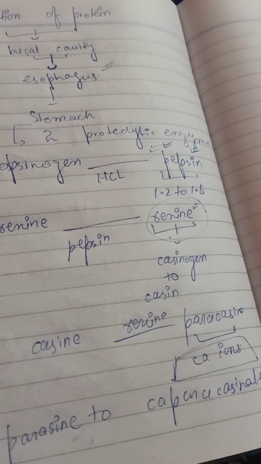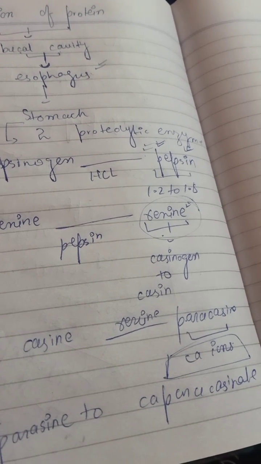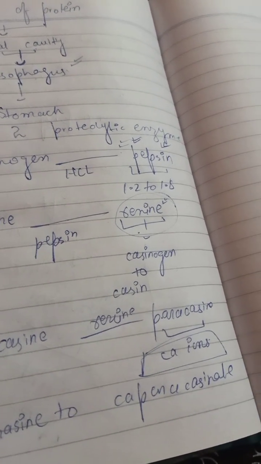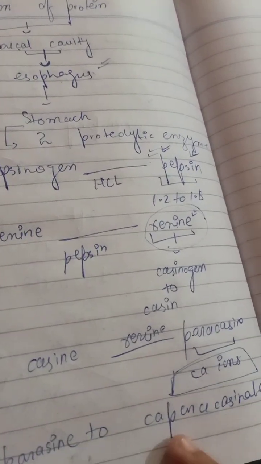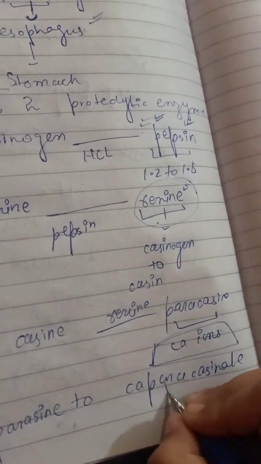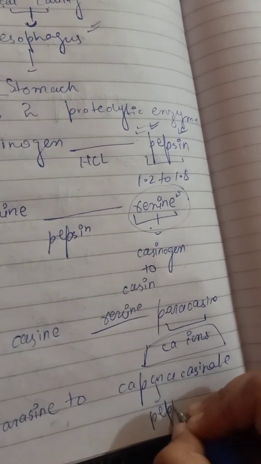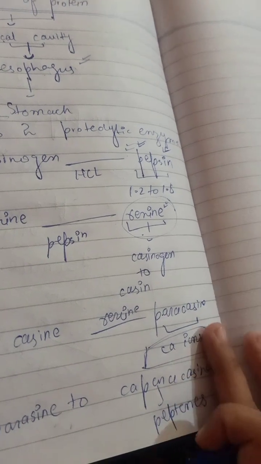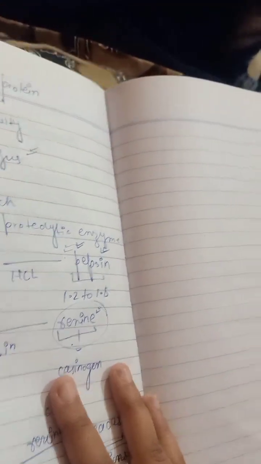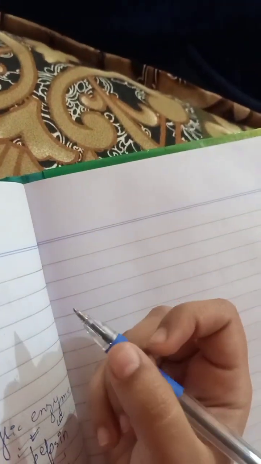Okay, now if you're talking about calcium paracaseinate, the pepsin will work on it and convert it into peptones. Okay, this is the small chain of the protein. Okay, then as you all know, in the stomach it's done.